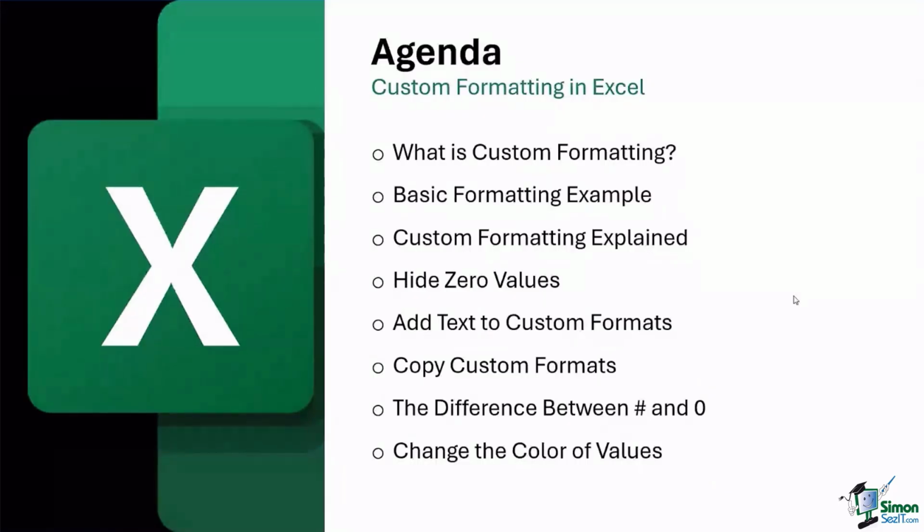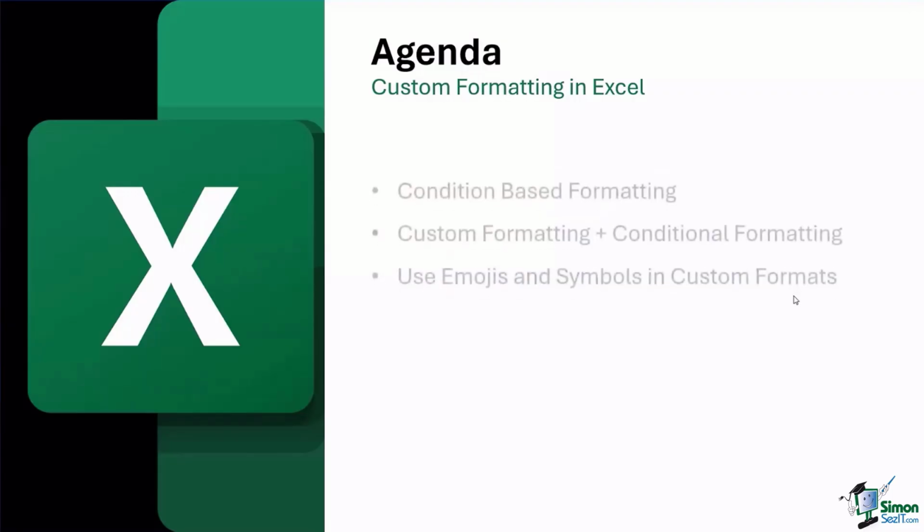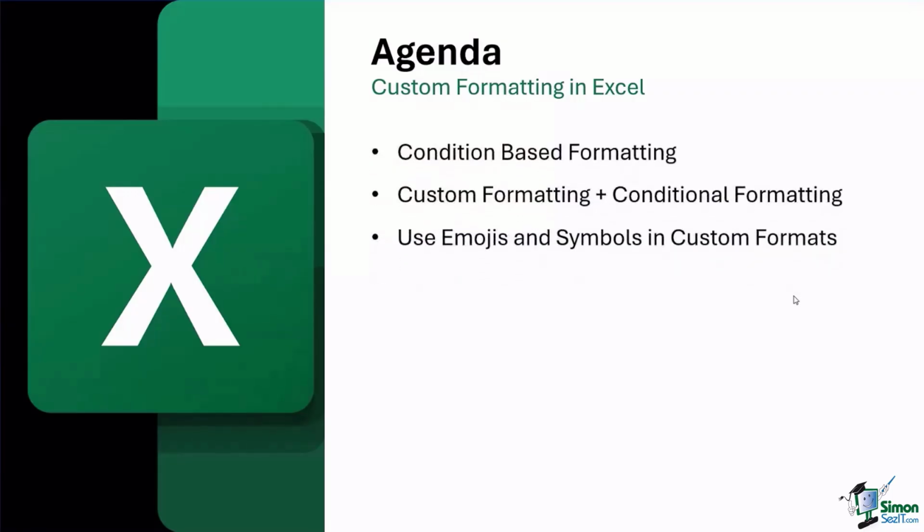I'm going to show you things like how you can hide zero values using custom formatting, how you can add text into your custom formats, how you can copy custom formats, and also the difference between those hash symbols and the zeros. I'm going to show you how you can use custom formatting to change the color of values in your spreadsheet, and also how you can do condition-based formatting. I'm then going to show you an example of how you can use custom formatting with conditional formatting, and also how you can use emojis and symbols in your custom formats as well.